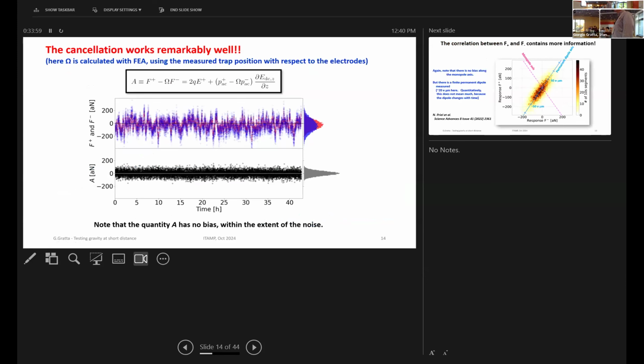And so you get beautiful results. This is blue and red, I don't remember which one is which, F plus and F minus, and you see that over time they jump around quite a bit. Those are all calibrated in attonewtons. Now you take the difference, or you take this difference here, and the thing comes down greatly, and the result becomes essentially noise-dominated.